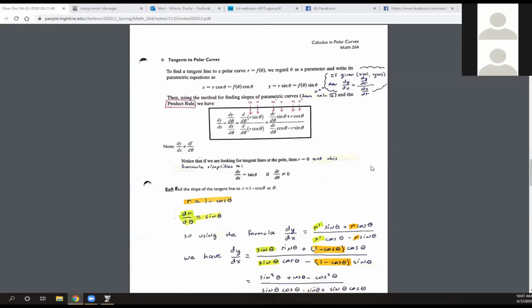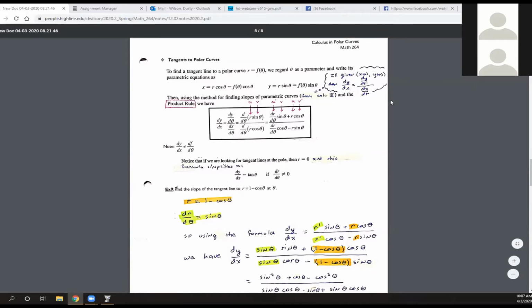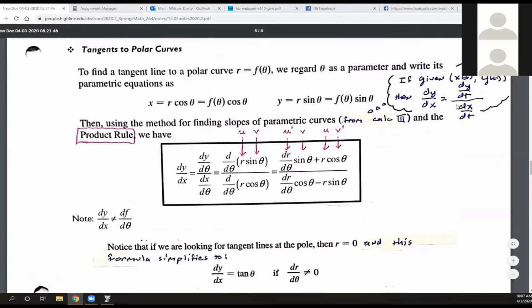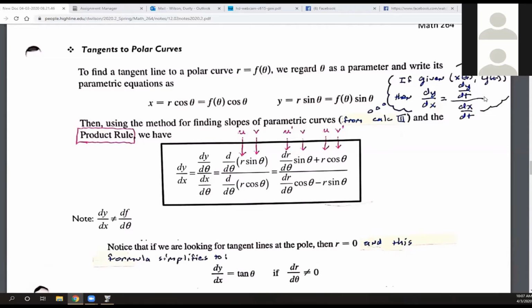straightforward. And so just starting at the top, to find the tangent line to a polar curve, we regard theta as a parameter and write the parametric equations as follows. So you have x equal to r cosine theta, y equal to r sine theta. And you've got to remember this formula from Calc 3, where dy/dx was equal to dy/dt over dx/dt. This is the key formula.